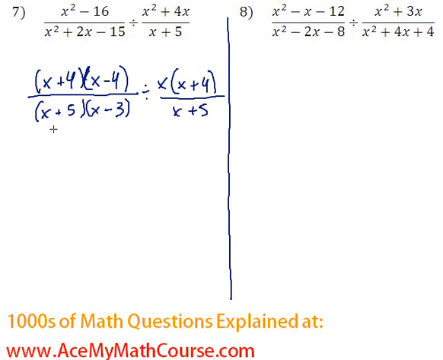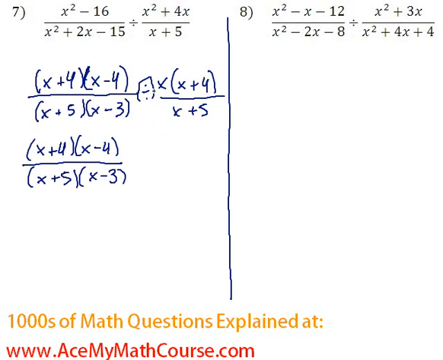Great. Now what I can do is just keep the first rational here the same. And the second part, I will just flip and multiply instead of dividing. So this will become a multiplication sign, and I will flip this. The x plus 5 will become the numerator, all over the denominator, which is now x times x plus 4.